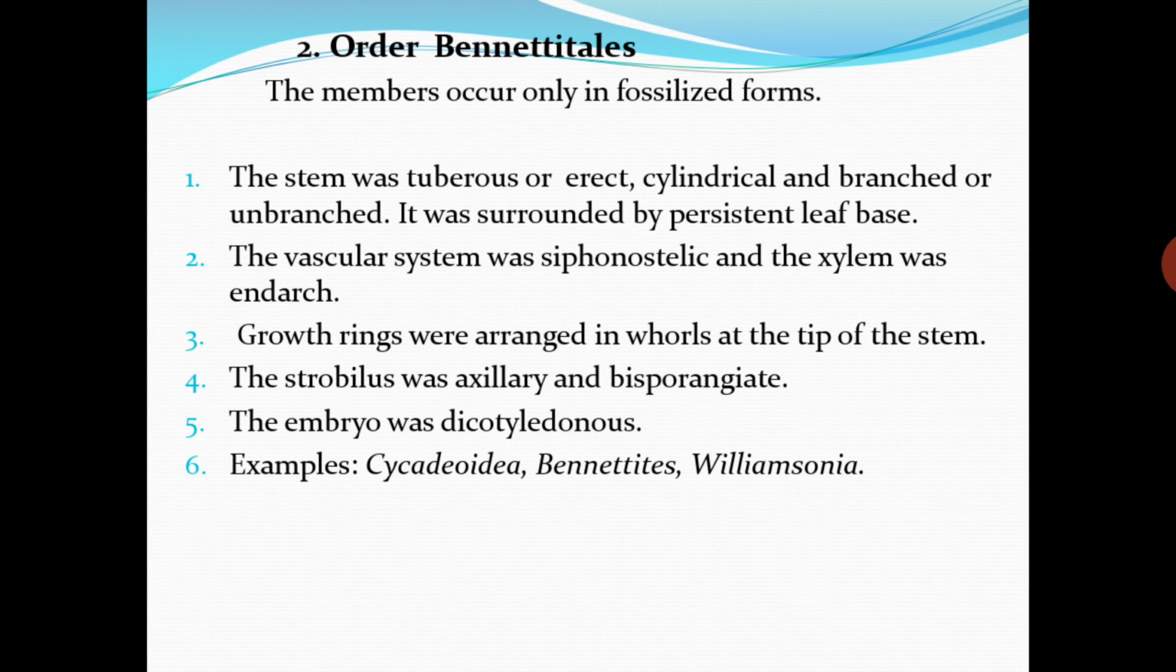The strobilus was axillary and bisporangiate. Here the strobilus, nothing but a reproductive organ, was axillary and has two sporangia, nothing but bisporangiate. The embryo was dicotyledonous, nothing but having two cotyledons. So example in Pinnatisales is Cycadeoidea.